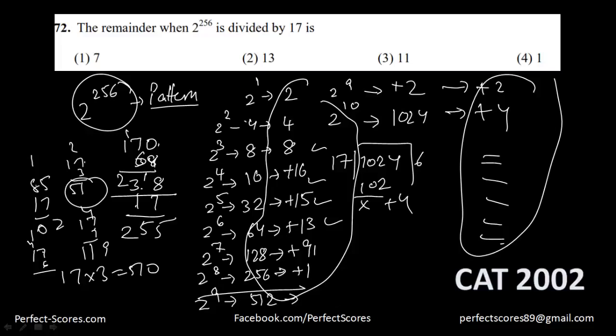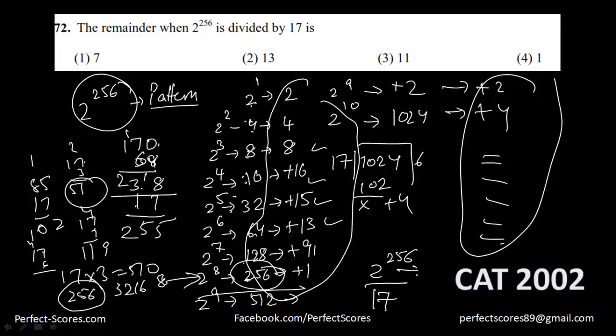Now, what is the remainder when 2 to the power 256 is divided by 17? Now, 1, 2, 3, 4, 5, 6, 7, 8, 9, 10, 11, 12, 13, 14, 15, 16. All the numbers which are divisible by 8 would come here. 8 comes here, 16 will come here, 24 will come here, and 32 will come here. Hence 256, which is also divisible by 8, will come here, and the remainder when 2 to the power 256 is divided by 17 is equal to plus 1. Hence answer option 4 is my answer, right?